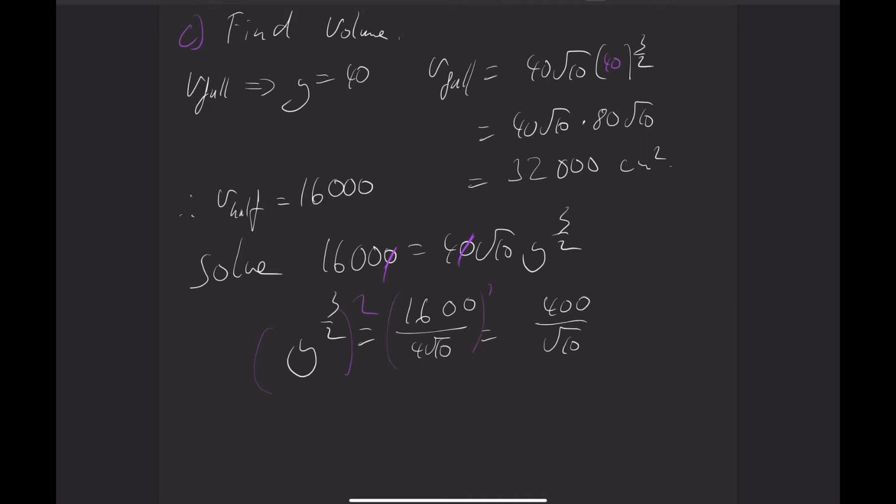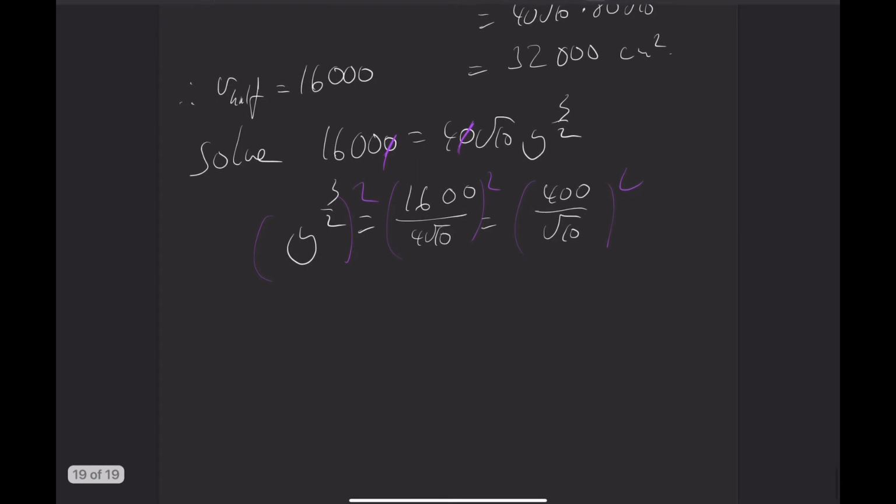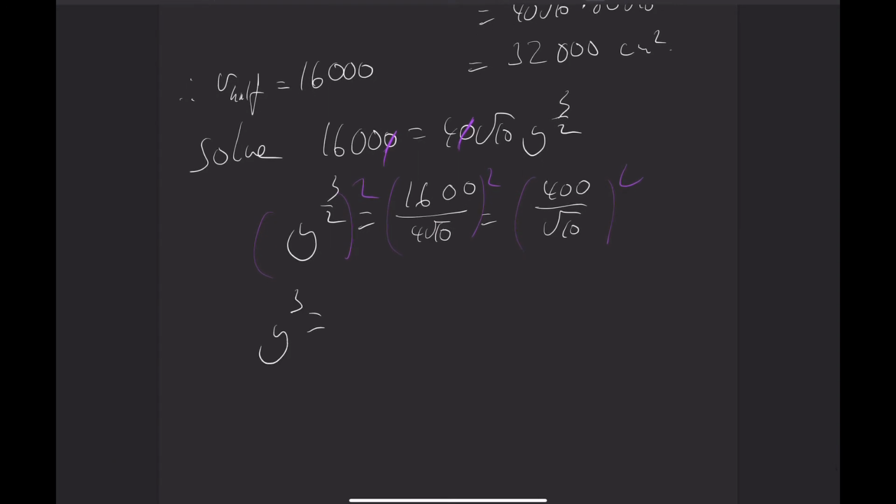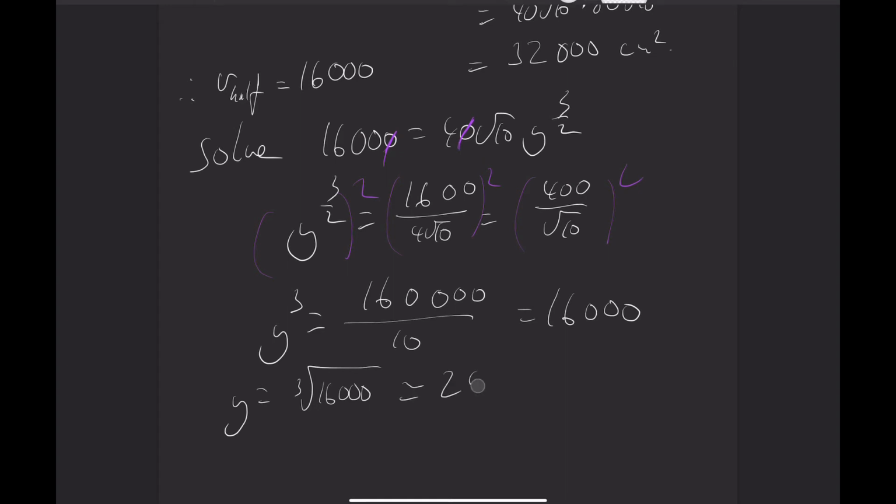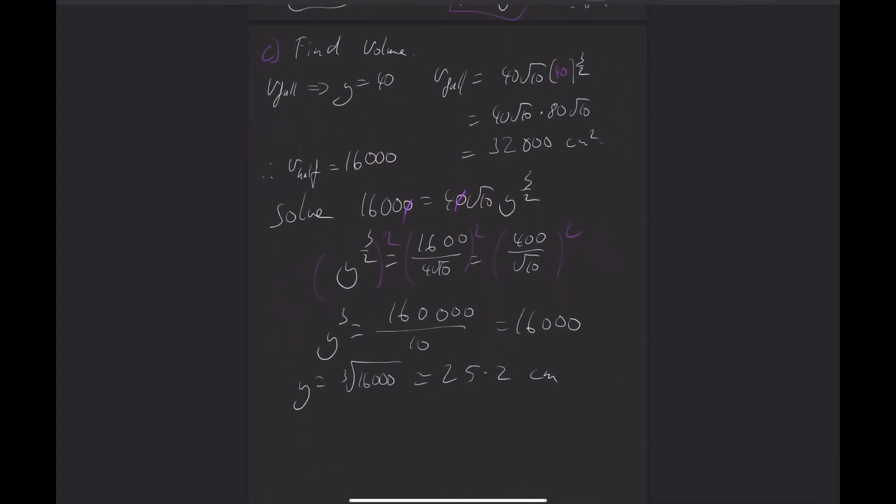I'm going to square everything. I've just put that in so that we know we're doing it as well. I'm not going to calculate this because it's the same as this. So I'm going to get y cubed is 160,000 over 10, which is 16,000. So y is the cube root of 16,000, which is approximately 25.2 centimeters. Okay. So it's more than halfway up, gives me half the volume. All right, what's next?